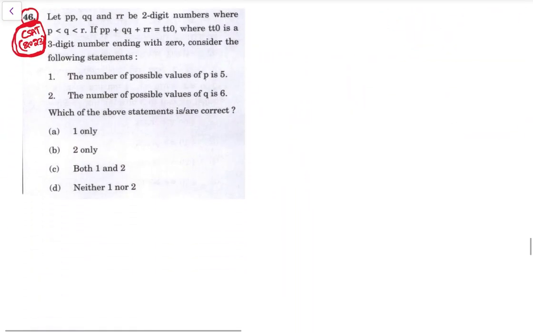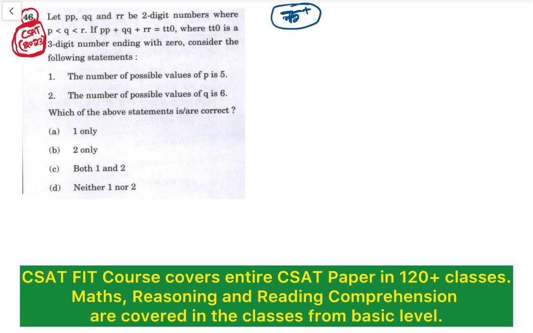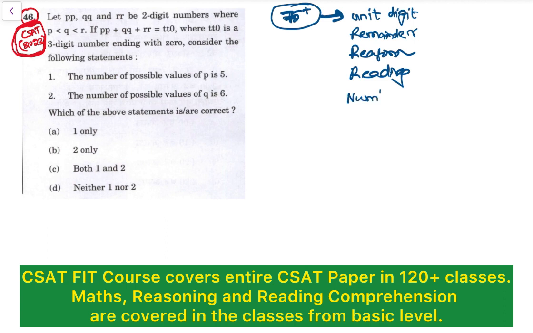In the CSAT paper, the marks we need are 75 plus. We need to target 75 plus. For that it is important to know what kind of questions we must do. First we must focus on those questions which we have practiced, like unit digit and remainder based questions, some reasoning questions, then reading comprehension, then a few basic number system questions based on prime numbers, etc.